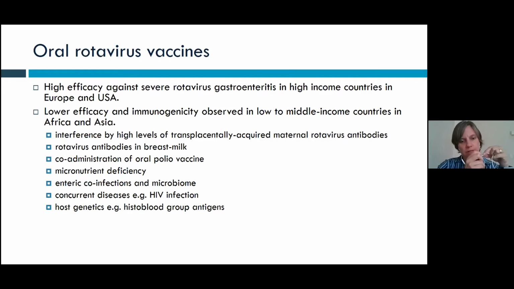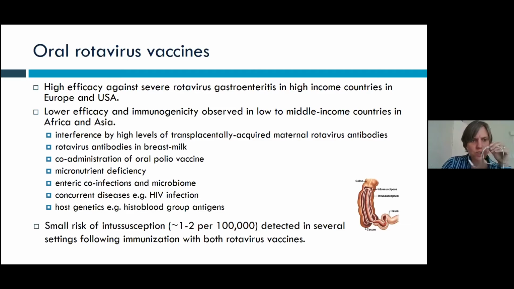And for rotavirus, one of the things that really has been shown to have an impact is the histo-blood group antigens, which is kind of the same grouping as the ABO blood groupings, but then there are also secretor and Lewis antigens that may have an impact. And so some of our ongoing work is looking at this as well. So there are quite a lot of reasons why the oral vaccines are not working optimally. As I say, we had about 57% effectiveness, whereas in your higher income countries, it's a lot higher than that.